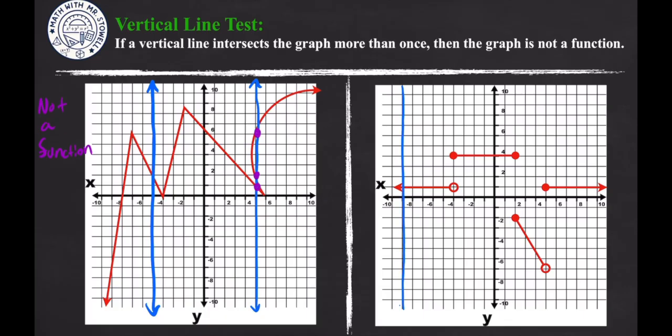In the example on the right, let's do the same thing. If we were to draw vertical lines, notice it only goes through the graph once. Right here, remember that an open circle means that it does not equal that value. A closed circle means it can equal that value. Which means that at -4, it passes through only once. However, at +2, it goes through both 4 and -2. So this right here would not be a function because that vertical line passes through 2 points at the same time. We wouldn't know if the function would go to 4 or if it would go to -2. So this is not a function as well.